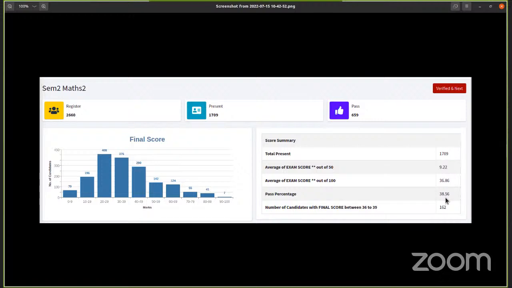And this last line is the number of candidates with final score between 36 and 39 out of 100. So these 162 participants have got their marks between 36 and 39. So 40 is the pass mark, right? So we also keep track of who is at the borderline. So these 162 are in between 36 and 39. And this is the average mark, 36.86, out of 100.